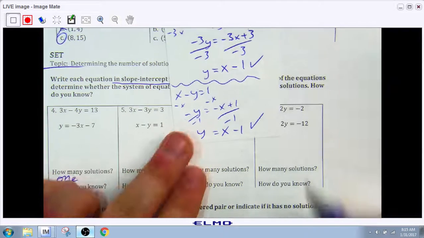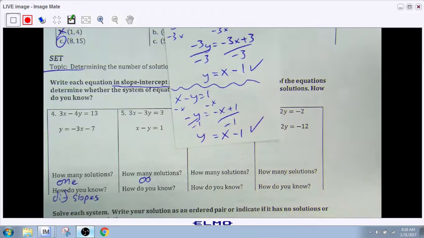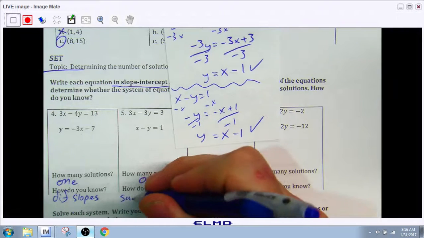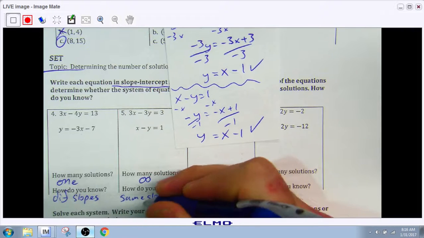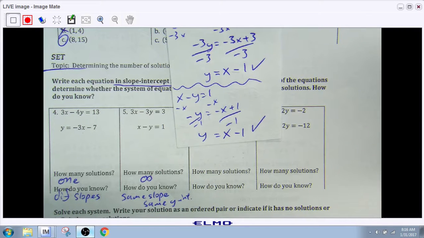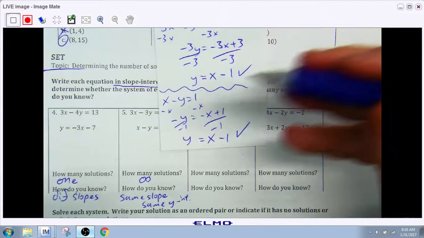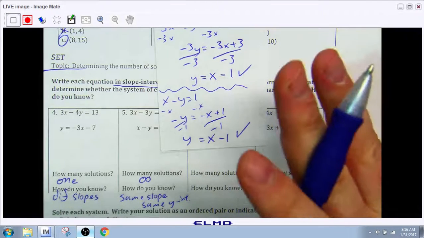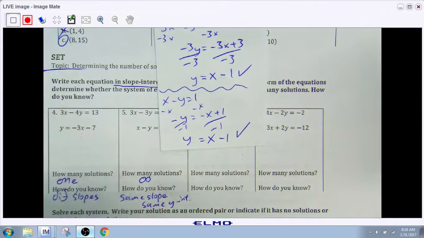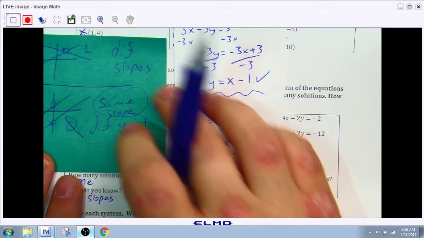So you can see here that I end up with the same equation. I have the same m and the same b. So how many solutions? I have an infinite number of solutions. How do I know? Same slope, same y-intercept. That's enough for me to know that it's going to be exactly the same. If they had had different y-intercepts, if this had been like a 2, then I would know that there were 0 solutions, because they would have the same slope but different y-intercepts, much like the example we talked about earlier. Okay, all right, let's move on.